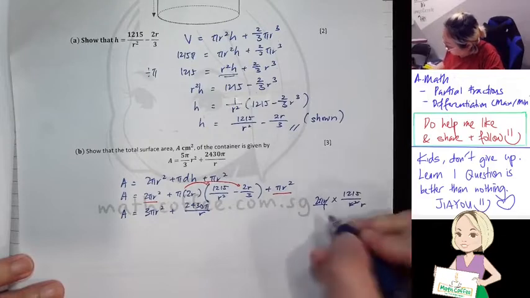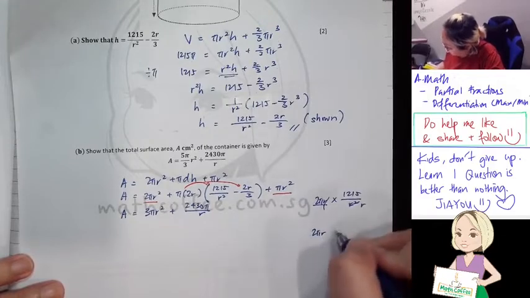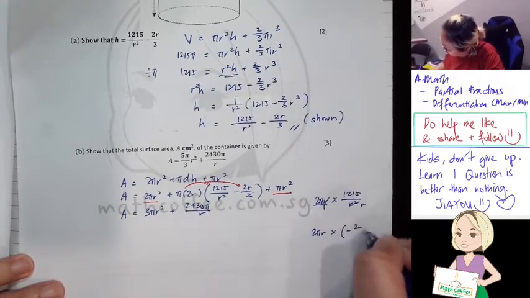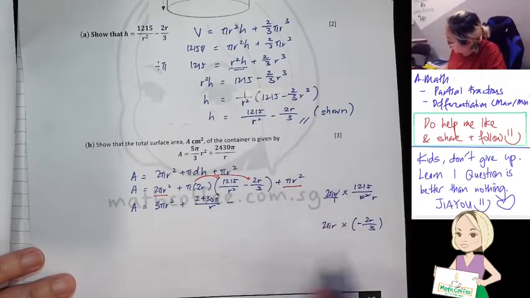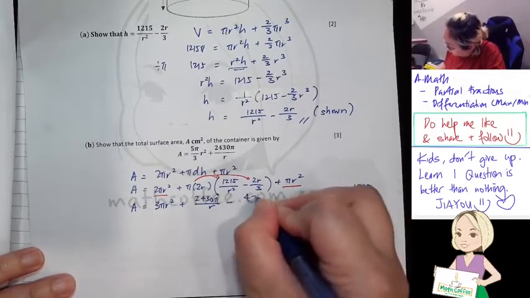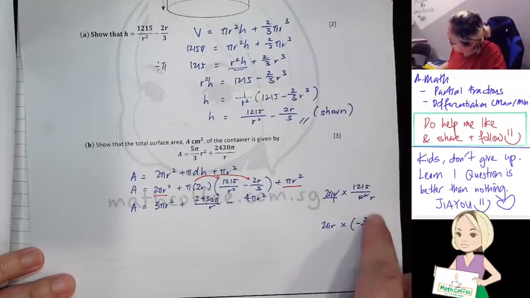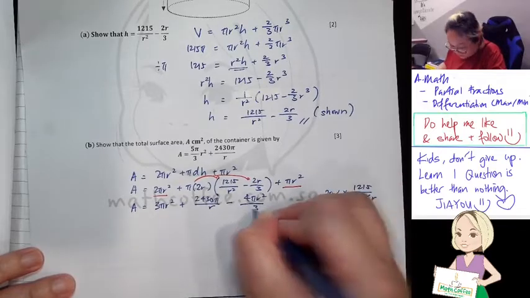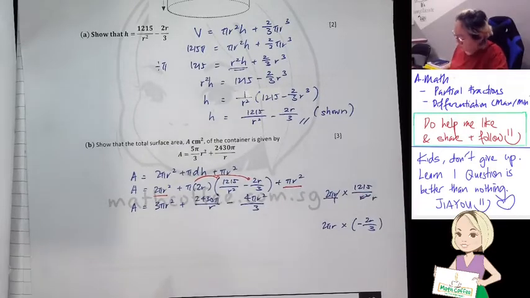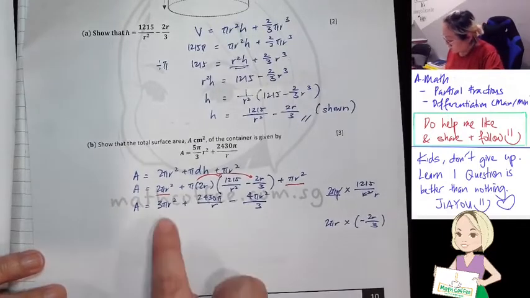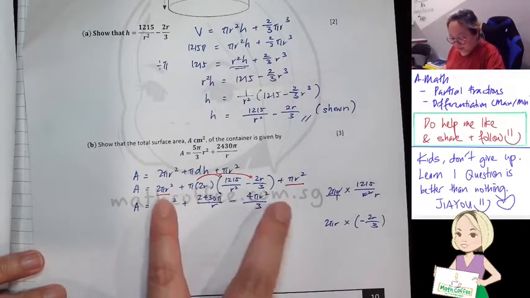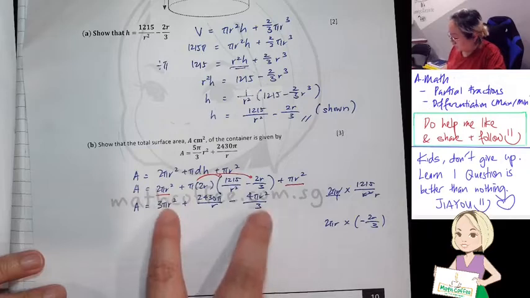Now the second one. This one times this one. So I will get 2 pi r multiplied by negative 2r over 3. So over here, you will see that I will get minus 4 pi r squared over 3. Okay, do you see that? Then after that, what do we do? If you notice, this and this are actually like terms.